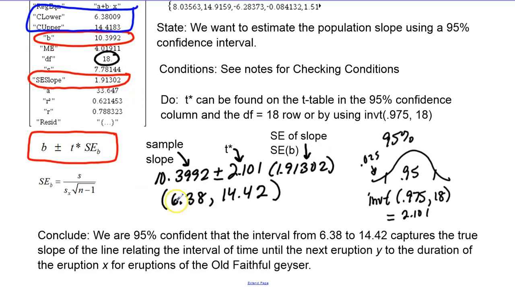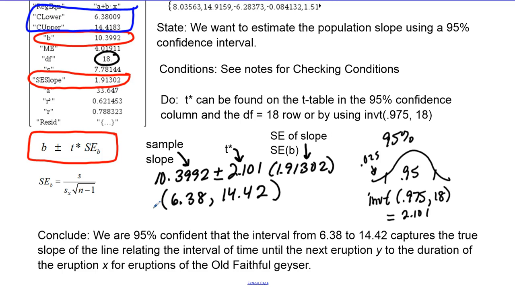And now we have our confidence interval, and we can conclude we are 95% confident that the interval from 6.38 to 14.42 captures the true slope of the line relating the interval of time until the next eruption, y, to the duration of the eruption, x, for eruptions of the Old Faithful geyser. So basically you're saying we're 95% confident that the interval from blank to blank captures the true slope of the line relating the y variable to the x variable for whatever our context is.